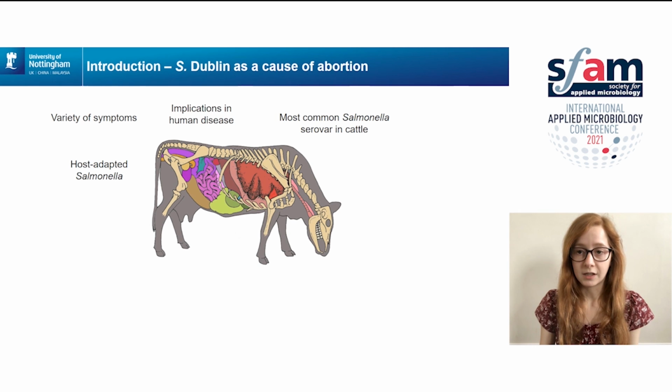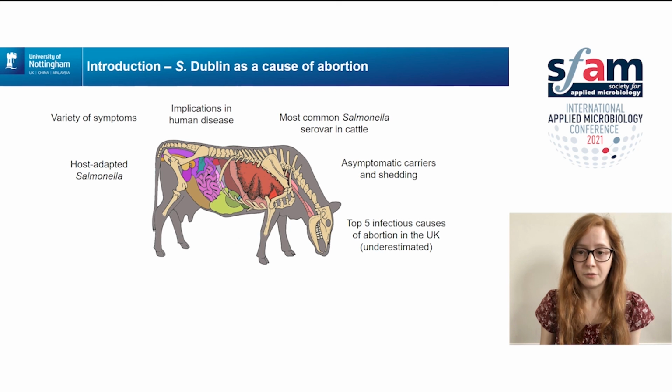Infected animals may show clinical signs of infection or can act as asymptomatic carriers, excreting the bacteria in urine, milk and faeces, and contaminating the immediate environment with organisms that can survive for months at a time. Dublin is also one of the top 5 causes of infectious abortions in the UK, though its prevalence is highly likely to be underestimated.